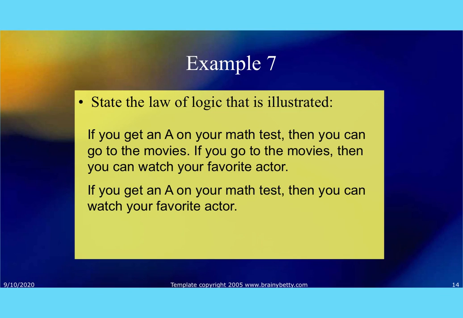All right, now is this law of syllogism or law of detachment? You get an A on your math test, you go to the movies, you can watch your favorite actor. You get an A on the math test, you can watch your favorite actor. Sophia. Law of syllogism. Good. Two if-then statements put together.